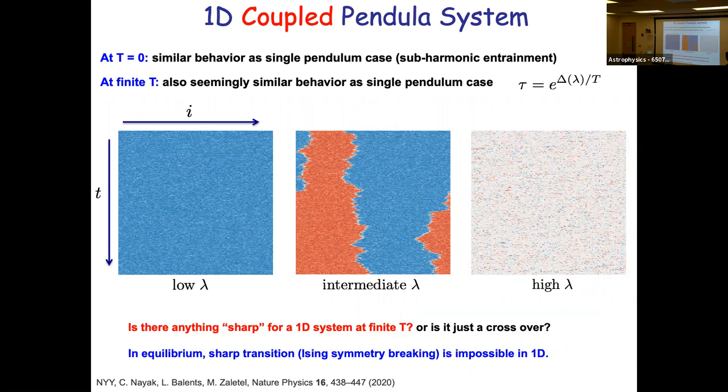When we ask the question now, what happens at finite temperature? Now, what I have here is, you can see there's a much more coarseness. I have a couple thousand oscillators in this dimension along the x-axis, but time is still evolving in this direction down. So it turns out, at low values of this parameter lambda, which is the damping to the driving amplitude, one sees a time crystal. At high values of it, one sees the time crystal melts into a trivial phase. And the question one can ask is, is there anything sharp for a 1D system at finite temperature? The answer, in the context of equilibrium statistical mechanics, is that any sharp phase transition is impossible in 1D at finite temperature.